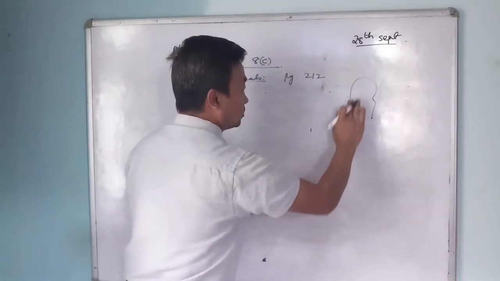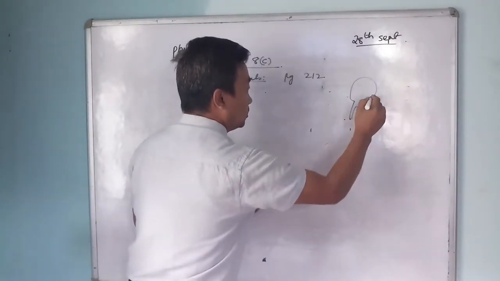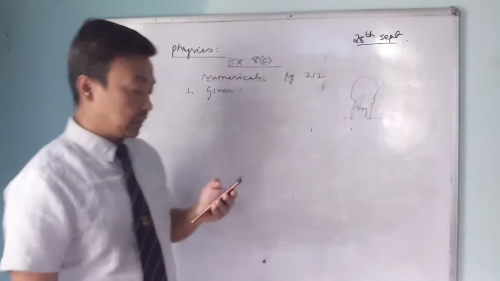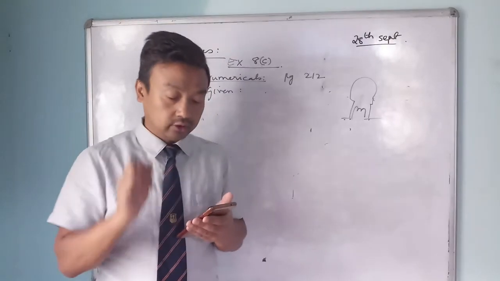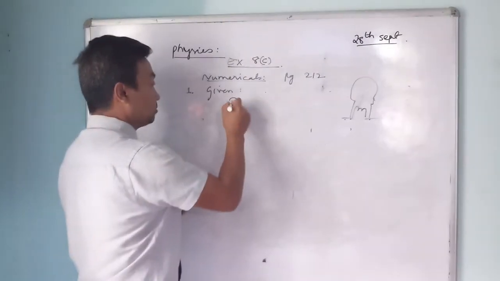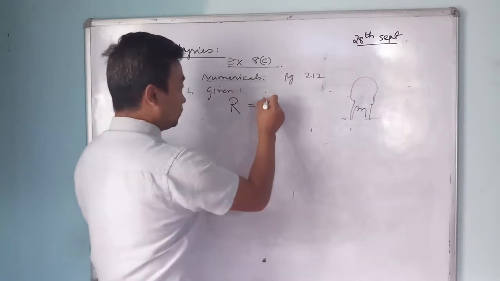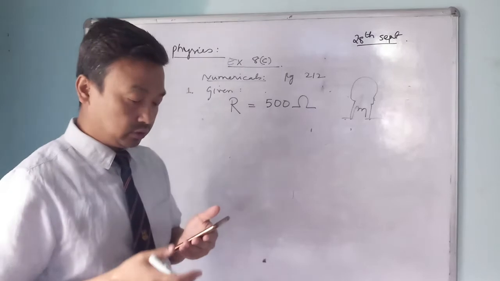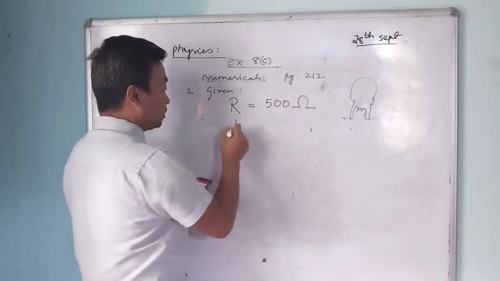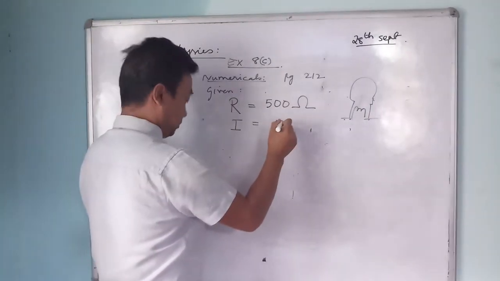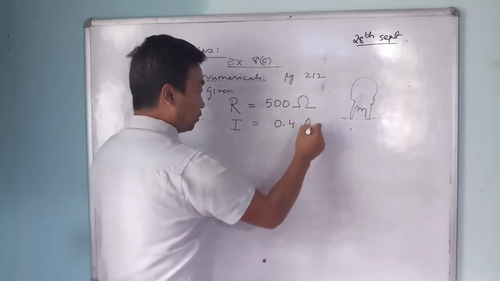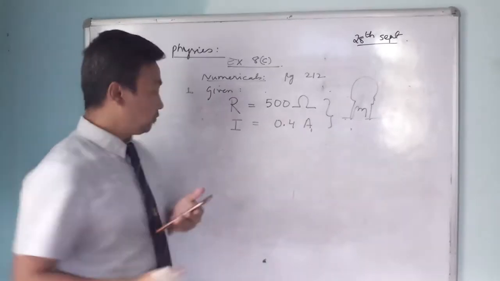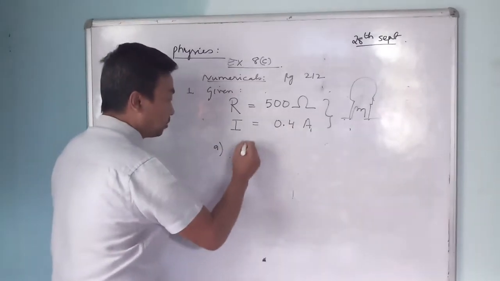So given, the electric bulb is there. Let us take this to be just a rough sketch of an electric bulb, but that is not important. The diagram, what is given, you write down there. Resistance, we know that resistance is given by capital R, and it is given to you 500 ohm. Ohm is the unit used for the resistance, and the current is given by capital I, 0.4 ampere. So these are the two values given to you. Now the first answer is you have to find the power.